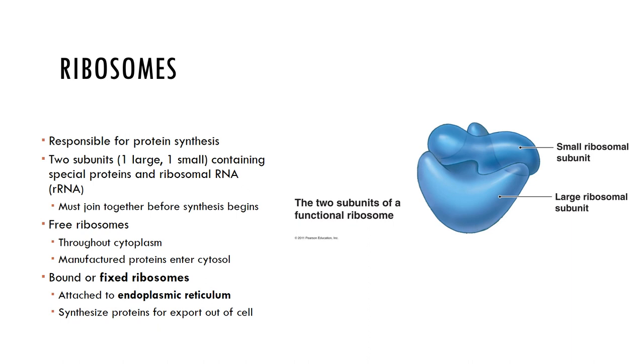Ribosomes are another type of cellular structure. Ribosomes are responsible for protein synthesis, and they are constructed of two subunits, one large, one small. Now, we've already examined the fixed ribosomes attached to the endoplasmic reticulum, but we also have free ribosomes that are found throughout the cytoplasm, and they help to manufacture proteins.